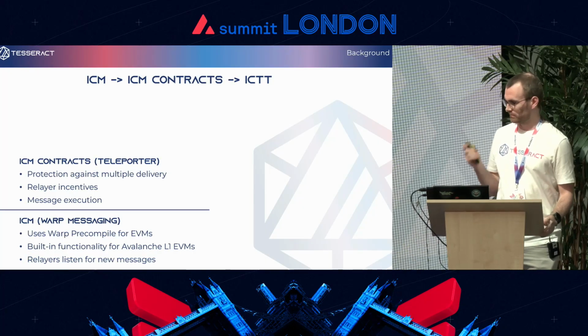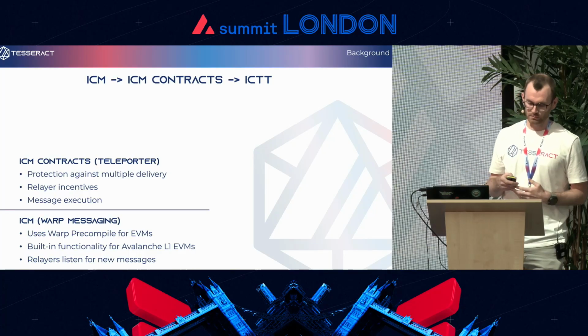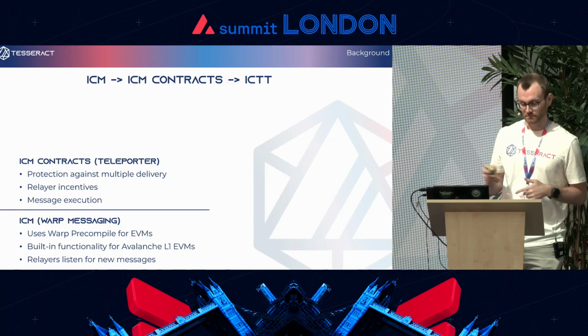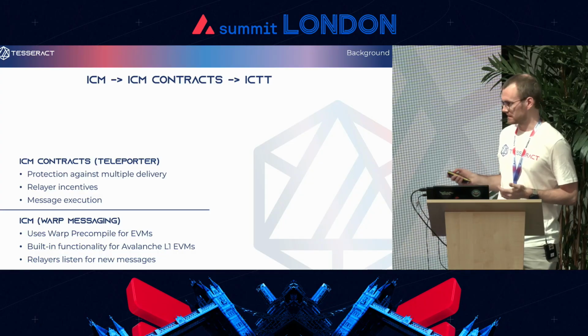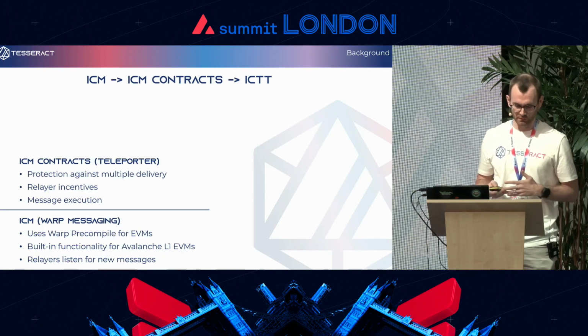You also get some additional properties like protection against multiple delivery, relayer incentives, and message execution, which is the key extra thing that helps Tesseract. It's deployed at the same address on all chains, so it makes it easier for relayers.